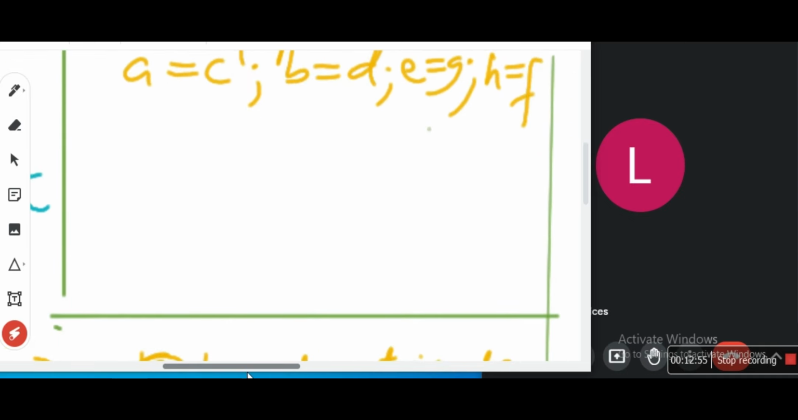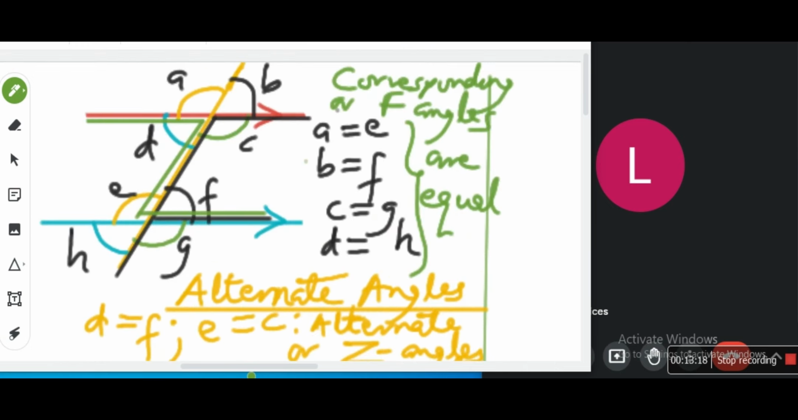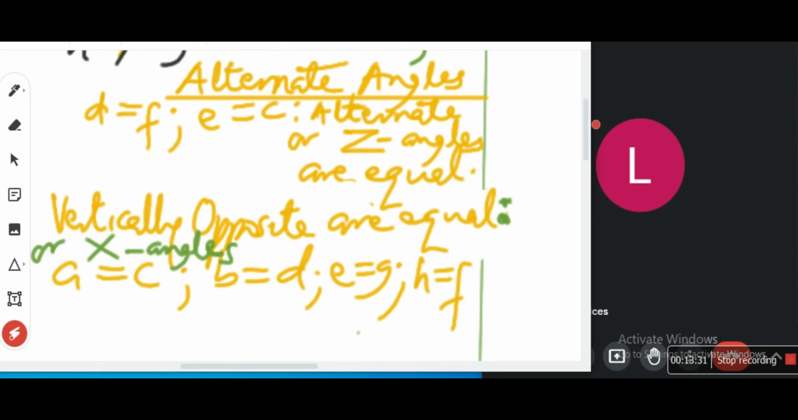So vertical opposite angles are also called X angles. Alright, they are all equal, vertical opposite angles. That's where we listed them. Vertical opposite angles, once you have like a cross, one on top, one below, the other one by the side, the other one by the side, they are vertically opposite and they are equal.